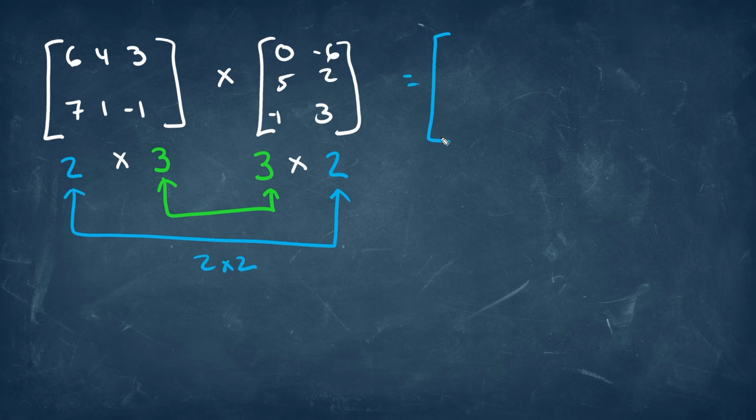Now multiplying this out, we always start with the top row and the first column, and we will multiply 6 times 0 plus 4 times 5 plus 3 times negative 1. And then for the next cell, we still stay in the same row, but we go to the second column. So we'll have 6 times negative 6, then 4 times 2 plus 3 times 3.